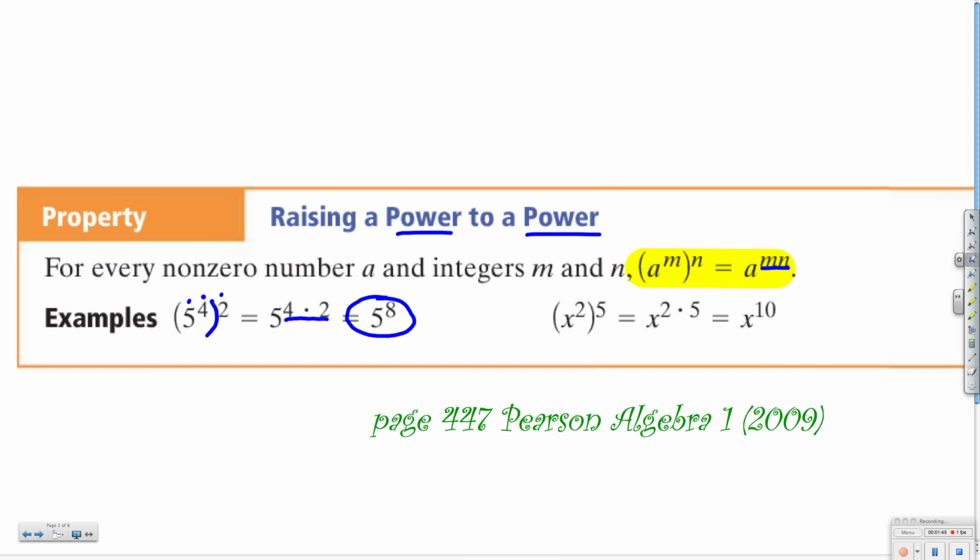Moving on to the second example, we have x to the 2nd power being raised to the 5th power. Again, we know we have a power to a power because of this parenthesis right here. We can show the work by writing it as x to the 2 times 5 power, and doing that multiplication, the expression simplifies to x to the 10th power.